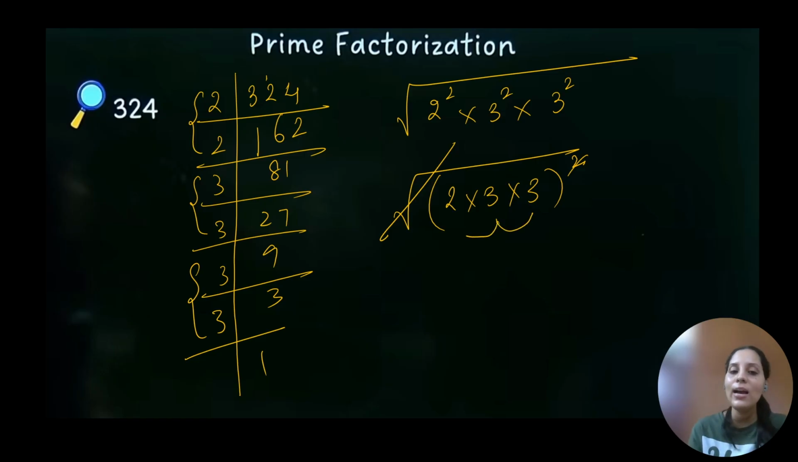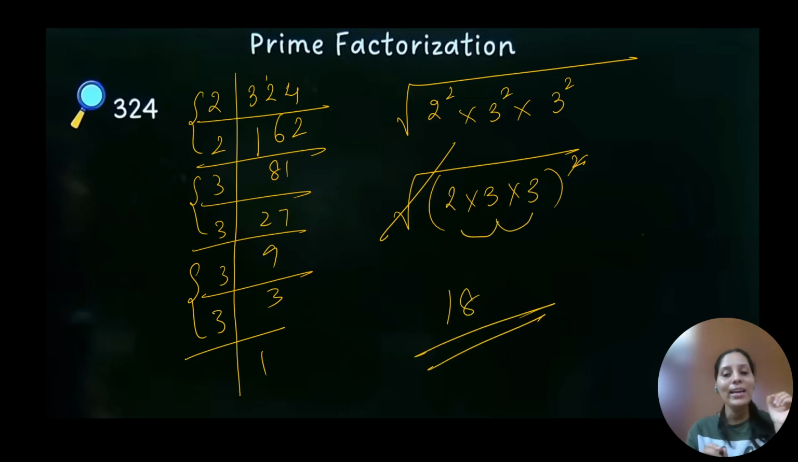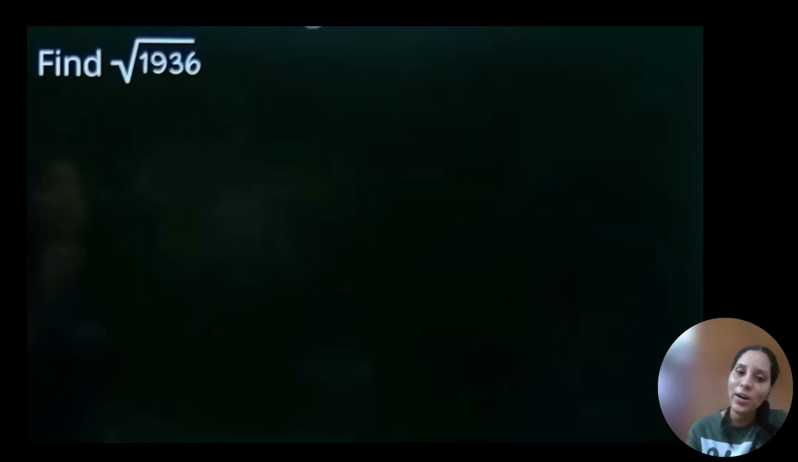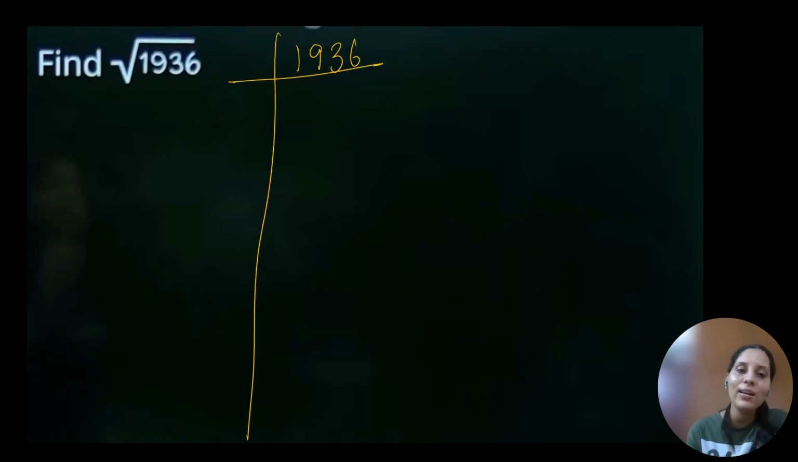3 into 3, 9. 9 into 2, 18. So the square root of 324 is 18. Or I would rather say the square of 18 gives you 324. All right, next one. Let us do one more question. 1936. Let's do it using prime factorization.